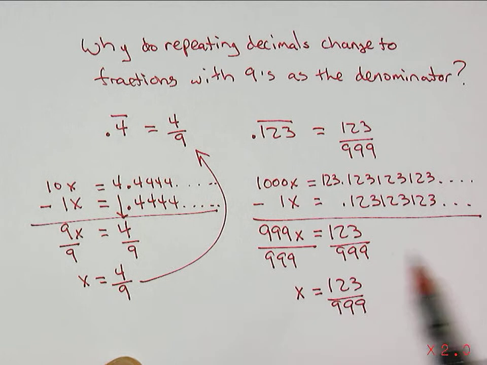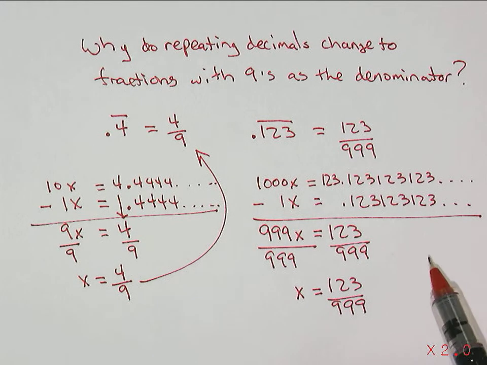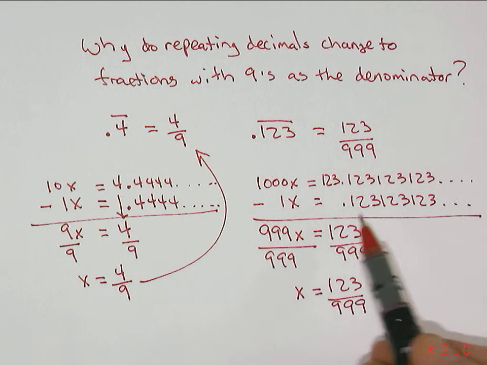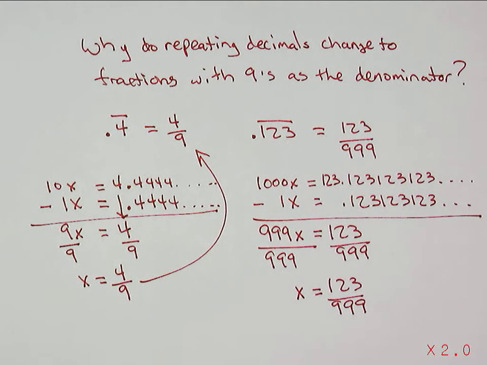Some cases where you have some numbers that start out and you need a few more nines, but the number of nines is determined by how many numbers you have to go before the decimal repeats itself. So that's a kind of a short explanation of why repeating decimals always end up having nines as their denominator.